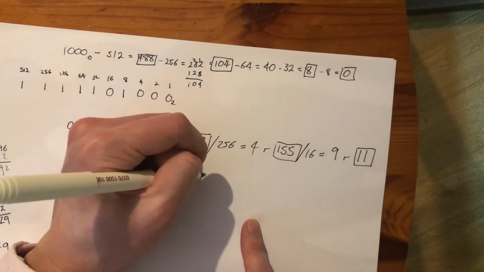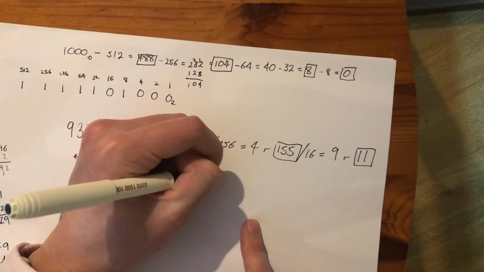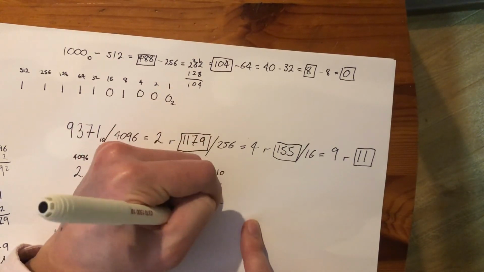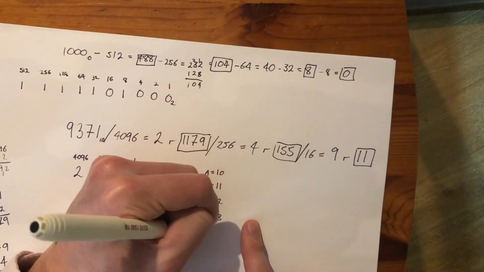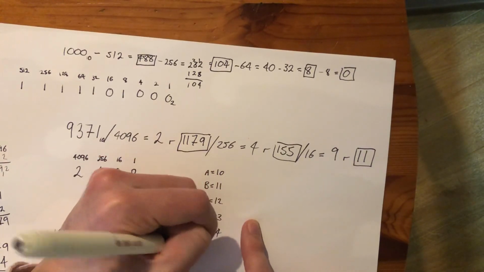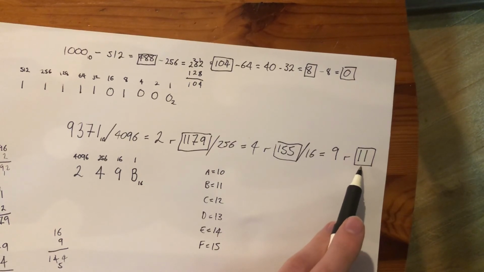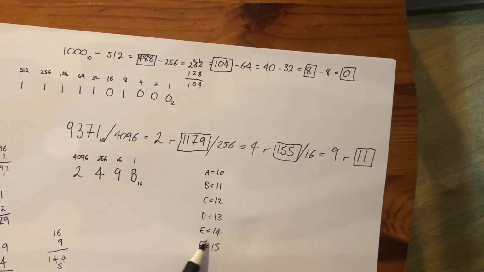You may find it helpful to keep a little grid of what those letters equate to when you're doing this, so that when you get a number like that, you can go, oh, 11, that's B, or 14, that's E.